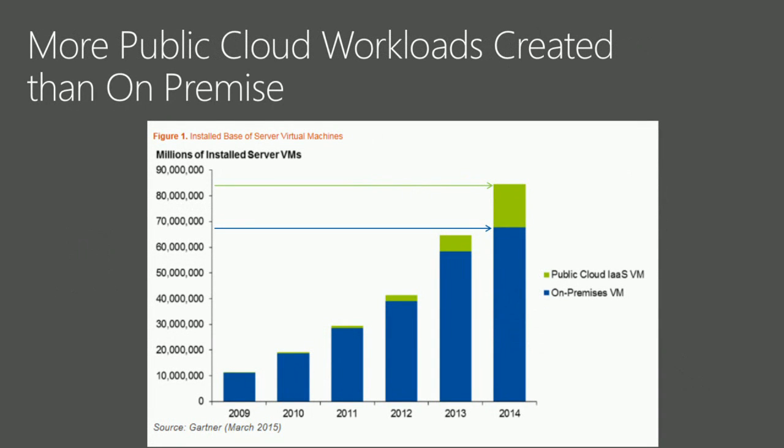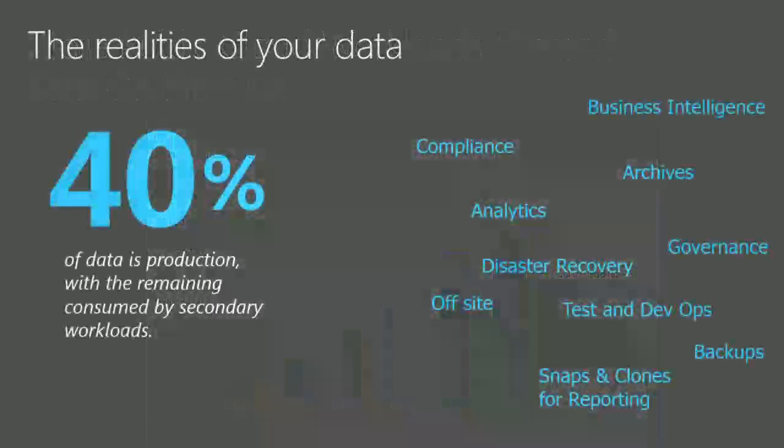A couple of statistics. For the first time in history, more VMs were created in the cloud last year than were created on-premise, some 20+ million according to Gartner. And why is that important? Because only 40% of your data is actually production workloads. 60% of it is secondary workloads.